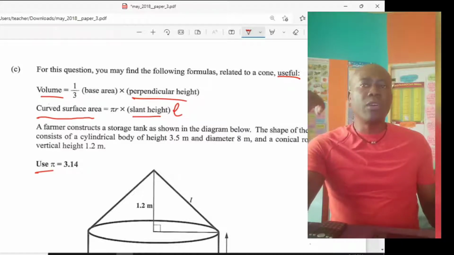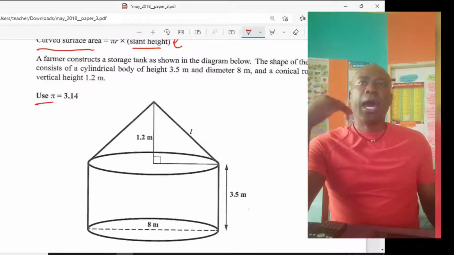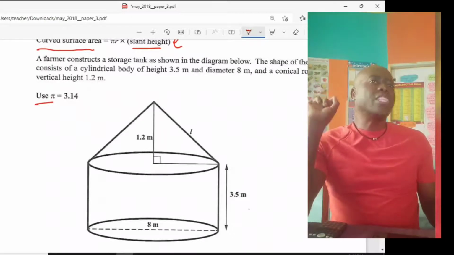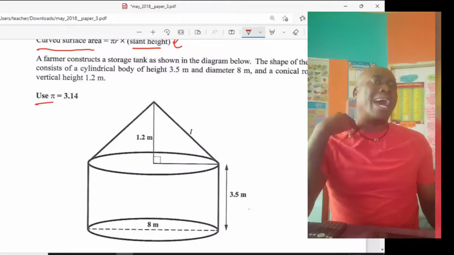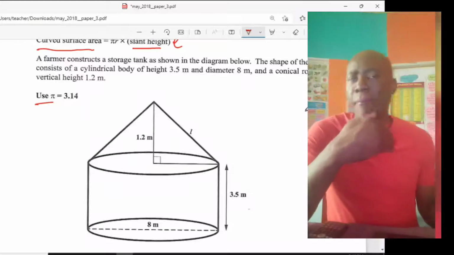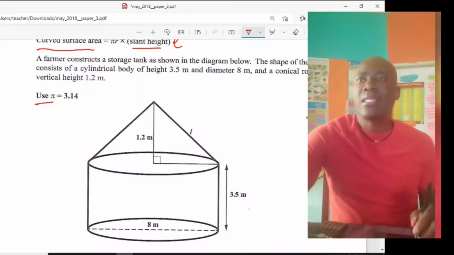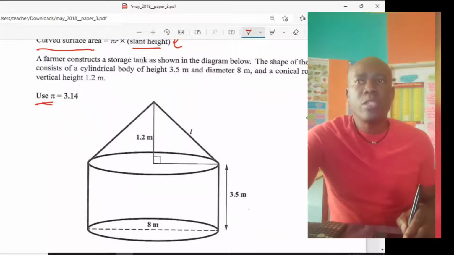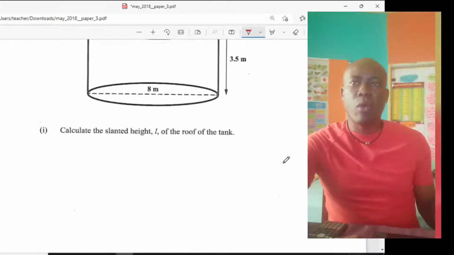A firm constructs a storage tank as shown in the diagram. Here it is below. The shape of the tank consists of a cylindrical body of height 3.5 meters, right? And diameter 8 meters, and a conical roof of vertical height 1.2 meters. We're using pi as 3.14. All right, let's see what they want.